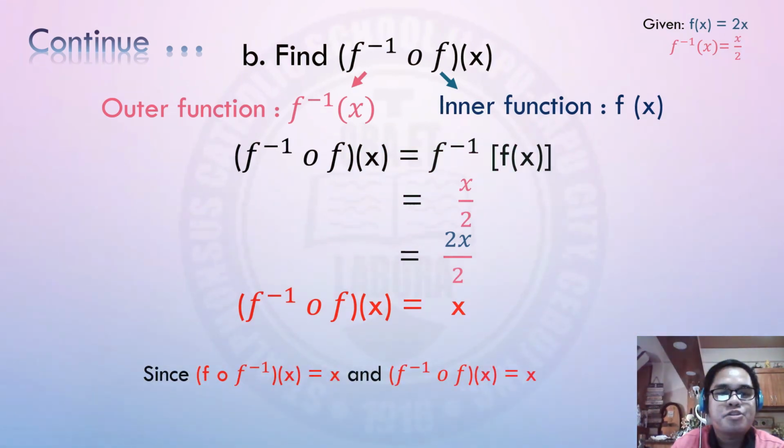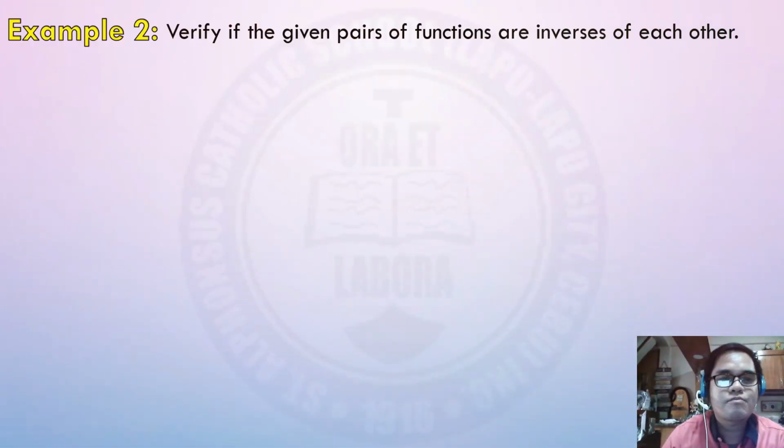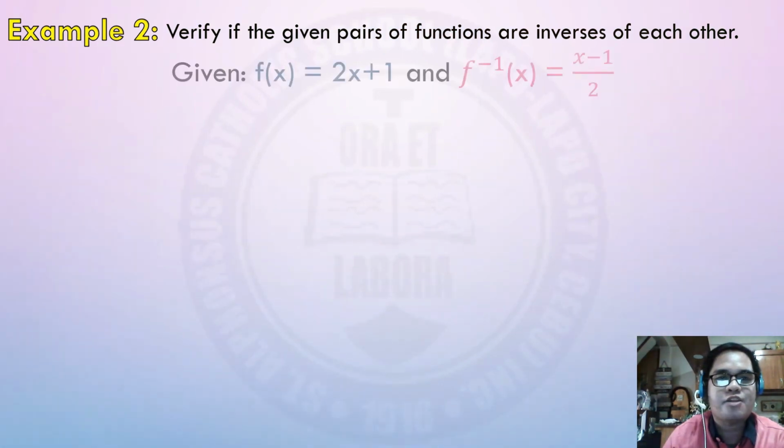Since f circle f inverse of x equals x, and f inverse circle f of x is equal to x, then f of x is equal to 2x, and f inverse of x is equal to x over 2, are inverses of each other. For example number 2, verify if the given pairs of functions are inverses of each other.